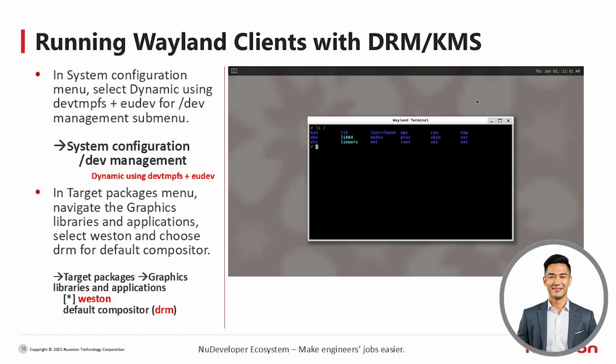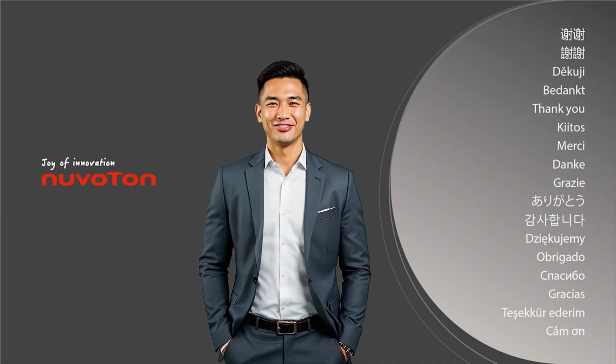Run Weston in the command line: weston --backend=drm-backend.so &.